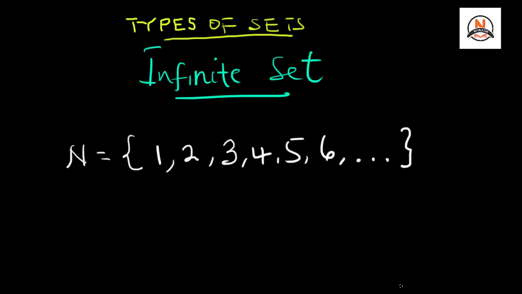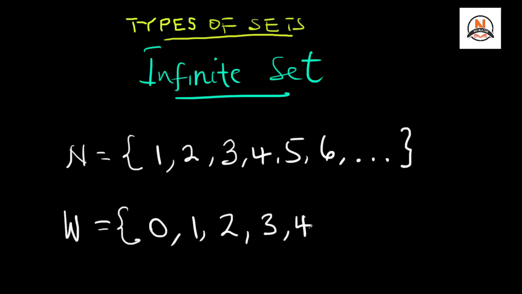Let's consider another infinite set, and I'm going to use the letter W to represent whole numbers. Well, the only difference between whole numbers and natural numbers is 0. We just add 0 to natural numbers and then we have whole numbers. So with whole numbers too, we can keep on counting on and on and on. It doesn't have an end. So we put the ellipsis there to show that it is an infinite set.